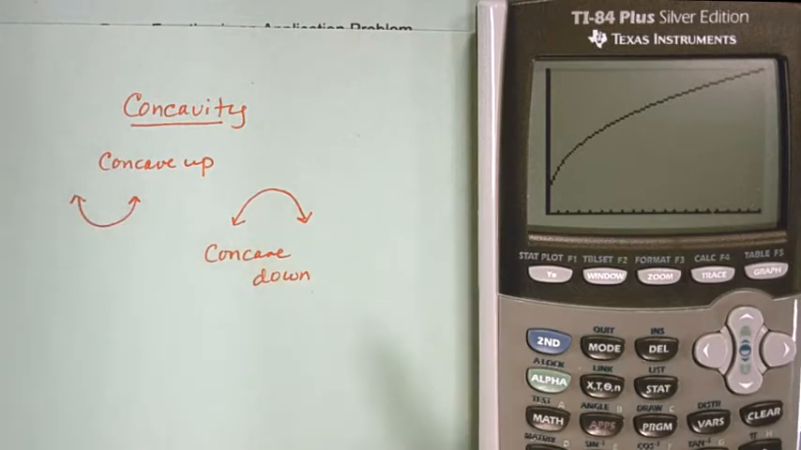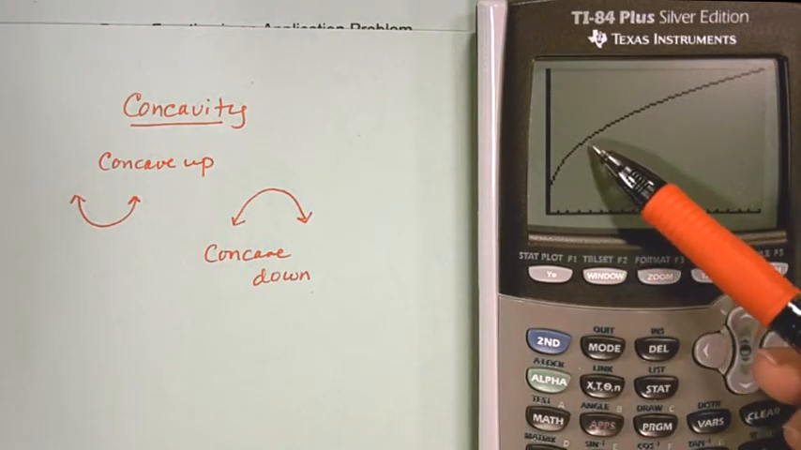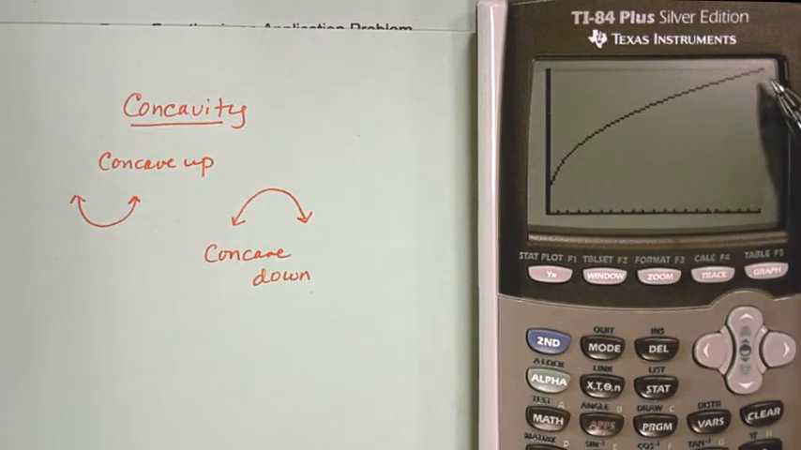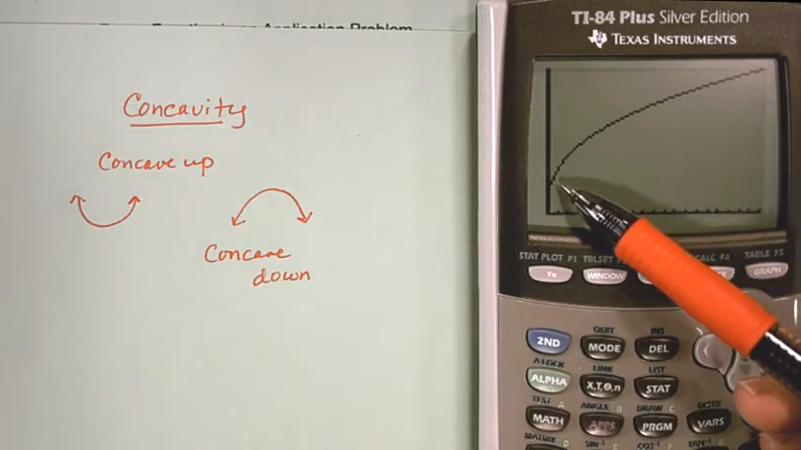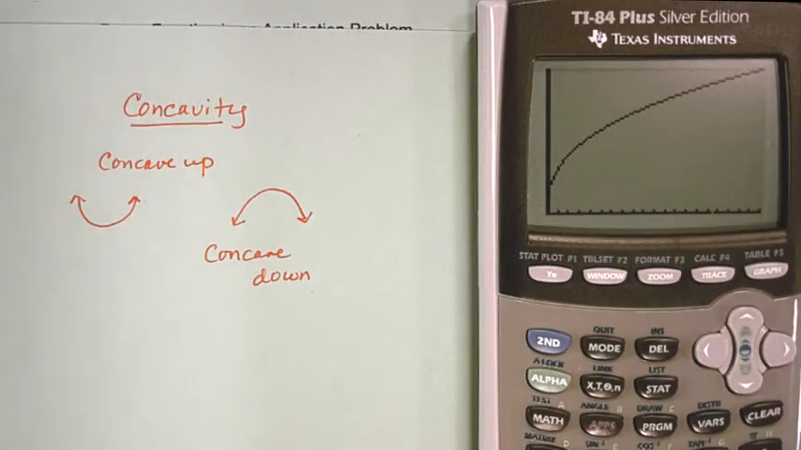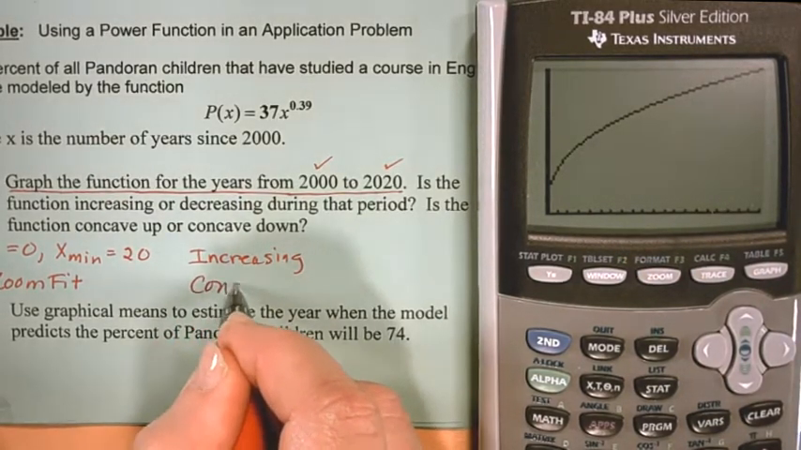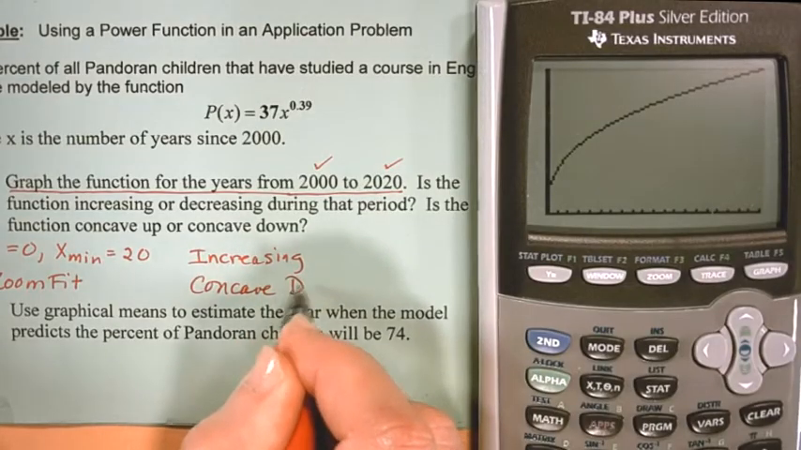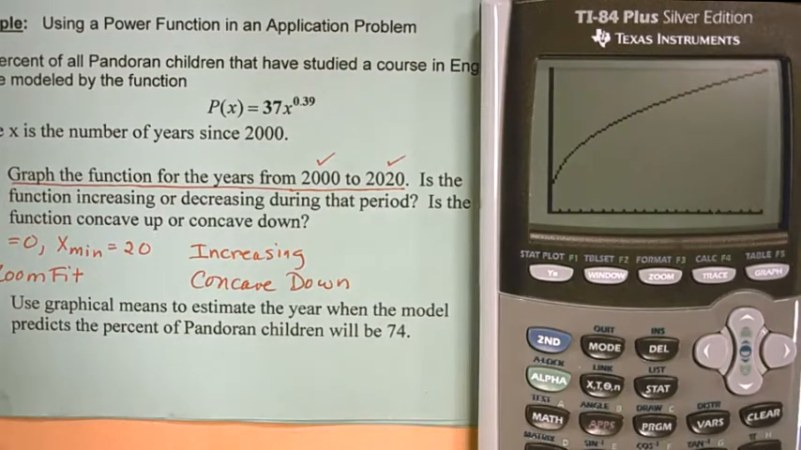So let's look at our graph. This is no longer a parabola, but you can see that this graph, if we would extend it, looks more like concave down than it does concave up. So this is going to be called concave down. So let's write that down. So our graph is increasing and it's concave down.